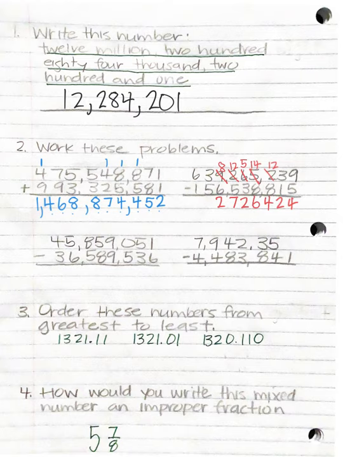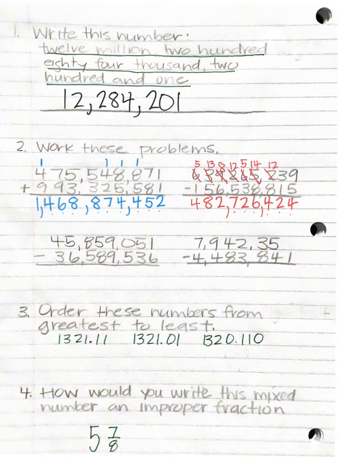Here, I'll have to regroup. I'm going to change this 6 to a 5 and this 3 to a 13. 13 minus 5 is 8. 5 minus 1 is 4. I'll come back and place my commas 3 place values apart, which leaves me with 482,726,424. We're still regrouping, guys. Let's look at our next problem here.